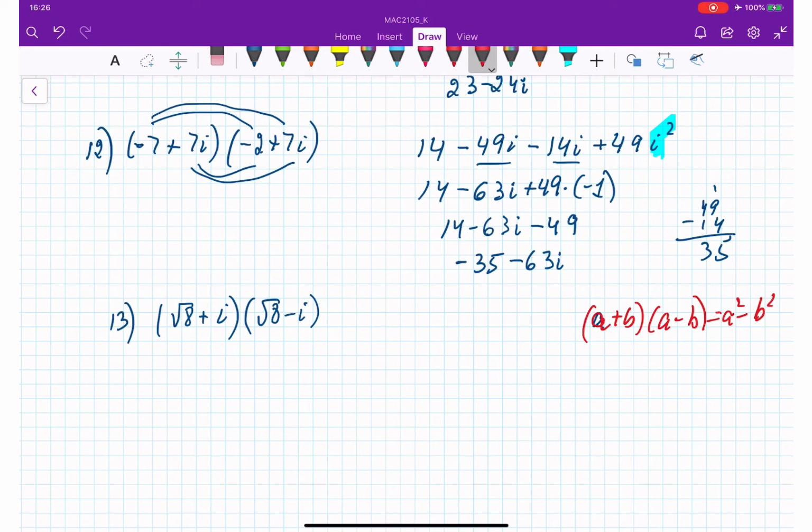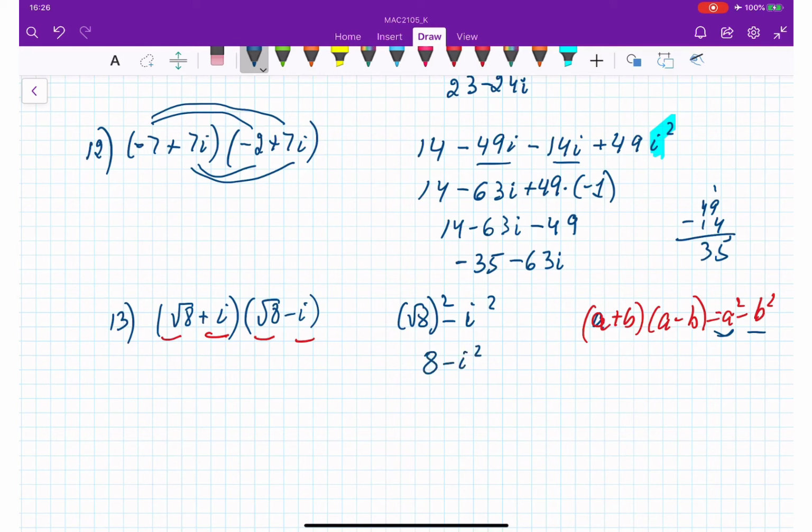Look, square root 8 plus i and square root 8 minus i. Which is going to be, let me write down here, square root 8 squared, because here we have a squared, right? And minus i squared, b squared. So square root 8 squared is going to be 8, and minus i squared.